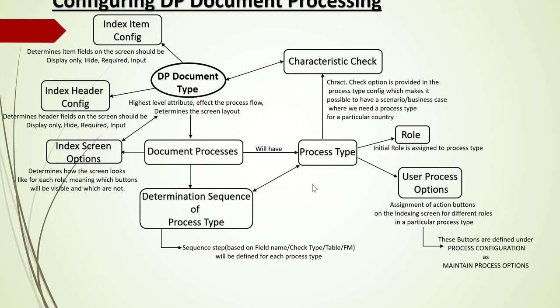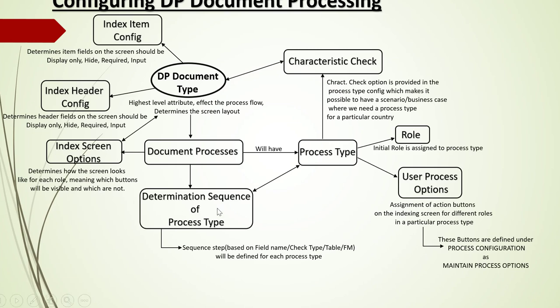Roles mean the AP processor role, AP supervisor role, buyer role, duplicate check role. These roles can be created globally, or region wise, like the APAC region, EMEA region, North America, Canada region. Otherwise, if the business is looking for this configuration globally, then we can create it globally. It depends on the business requirement again. These buttons are defined under process configuration, where we maintain the process options. So we will talk about this.